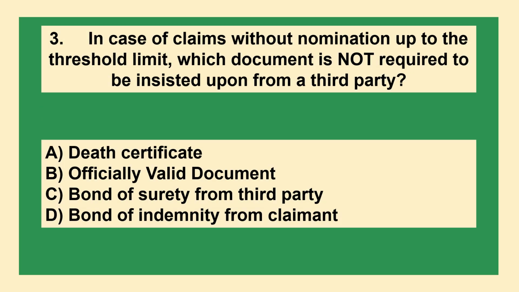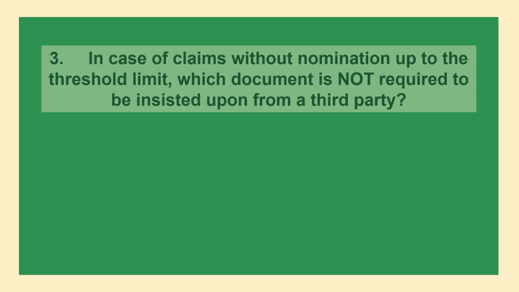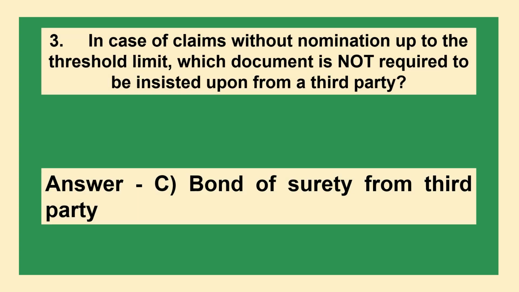In case of claims without nomination up to the threshold limit, which document is not required to be insisted upon from a third party? Option A death certificate, B officially valid document, C bond of surety from third party, D bond of indemnity from claimant. Option C, bond of surety from third party.